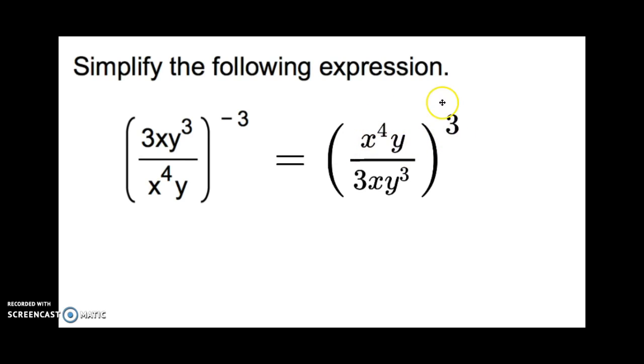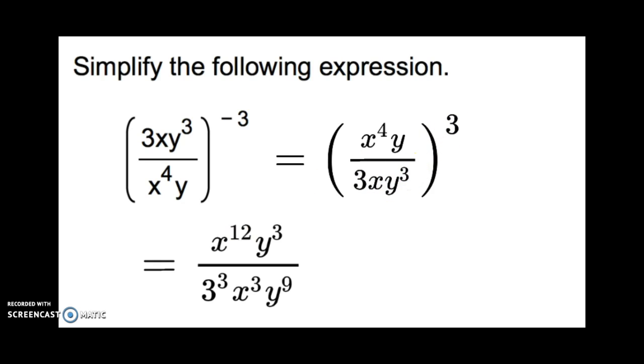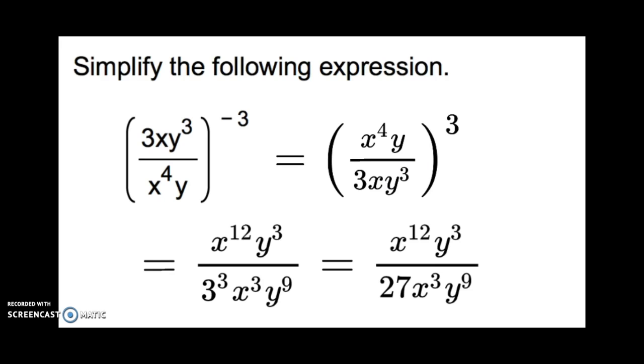When I raise an exponent to a power, I multiply, so I'll get x to the 12, y to the 3rd, 3 to the 3rd, x to the 3rd, and then y to the 9, because 3 times 3 is 9. Now 3 to the 3rd power is 27. At this point, we see we still have x's and y's both up top and at the bottom, so that means I can simplify it some more.